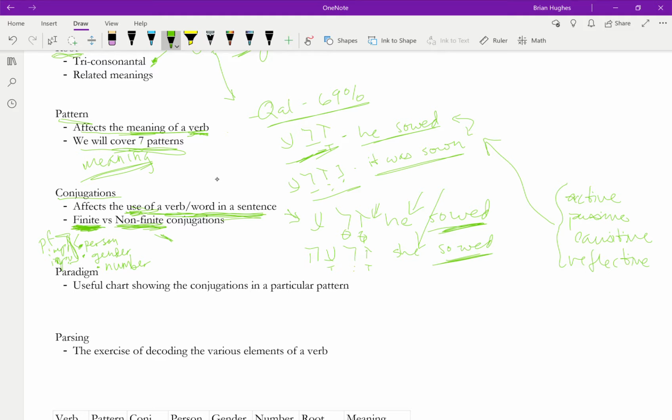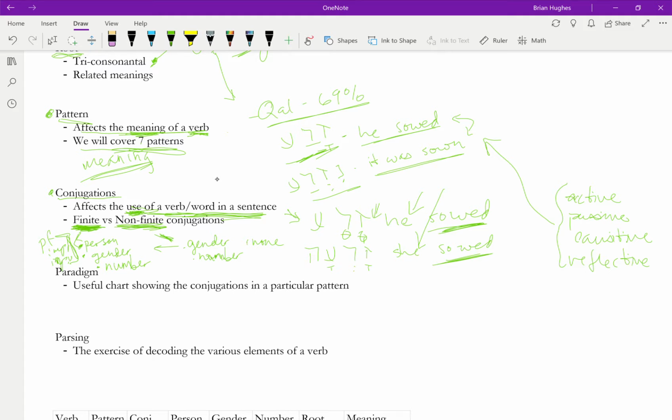And then there's non-finite conjugations, which are not marked for all three of these. They might be marked with just gender and number, or not at all. These are conjugations like the participle, which is marked for gender and number, the infinitive absolute, and the infinitive construct, which is not marked for any. So we'll break these down as we go, but just to know the difference between a pattern affects the meaning, conjugation is going to affect the use.